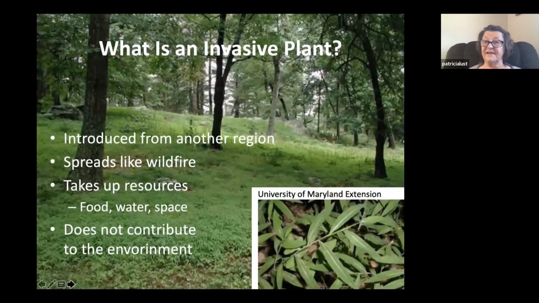And remember, these invasive plants do not contribute to the environment in the same way that natives do. And if a native is a little persistent, well, it might be annoying to you, but it's still contributing to the environment.